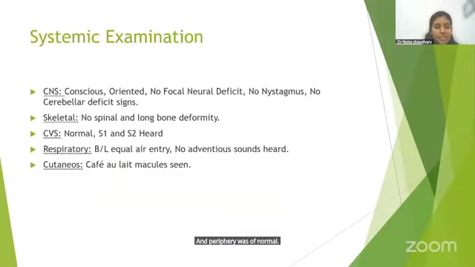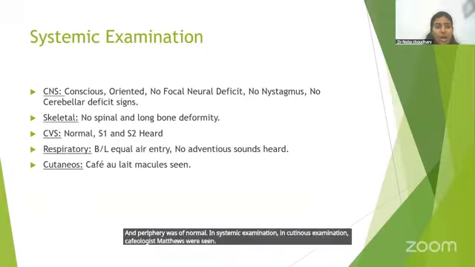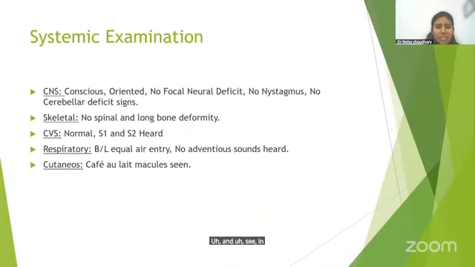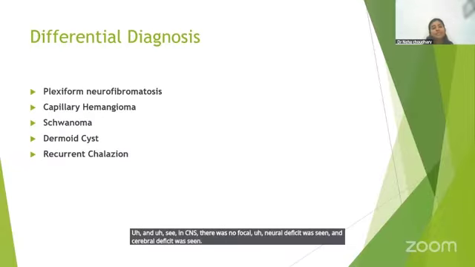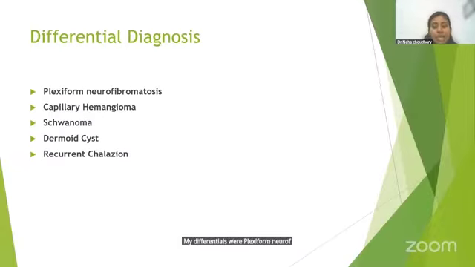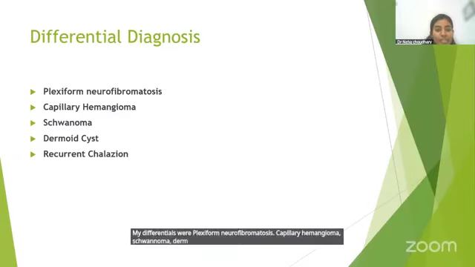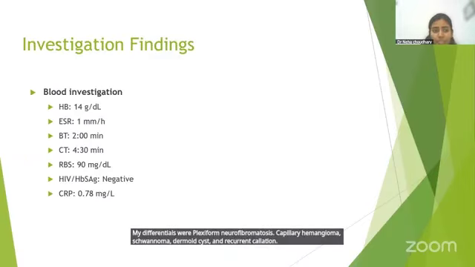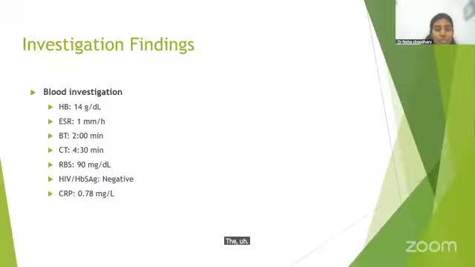In systemic examination, in cutaneous examination, cafe au lait macules were seen, and in CNS, no focal neural deficit and no cerebral deficit was seen. My differentials were plexiform neurofibromatosis, capillary hemangioma, schwannoma, dermoid cyst, and recurrent chalazion. The blood investigations were done, and all the parameters were within normal limit.